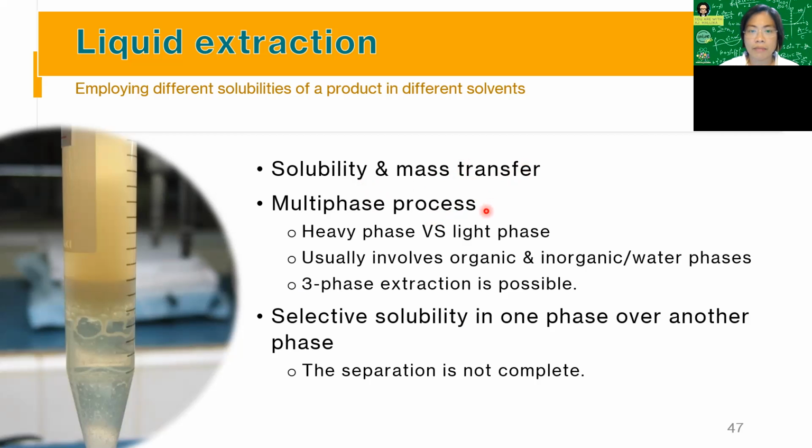Okay, it is a multi-phase process. Like what you know before, when we are extracting something, it has to involve more than one phase because you need different solubilities in different phases. For liquid extraction, the two phases are both liquid. You can have solid extraction as well. It could be solid or liquid, or solid and gas, this type of stuff. But in biotech we are involved a lot in liquid extraction.